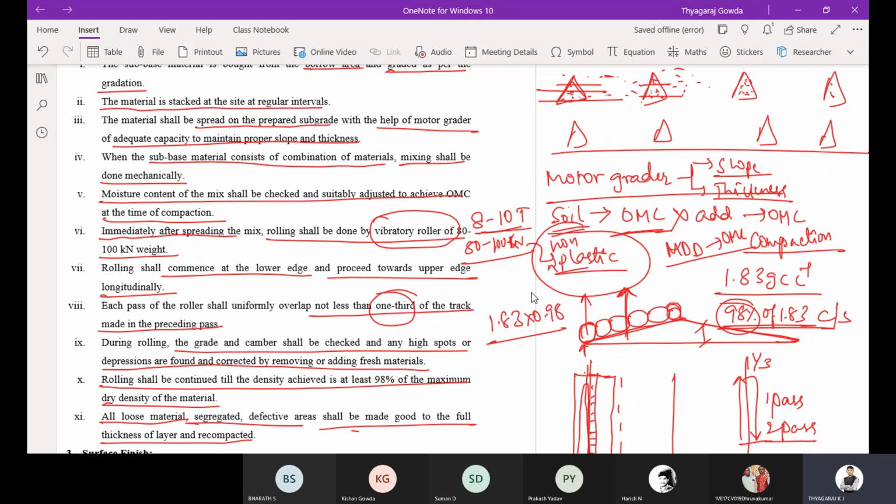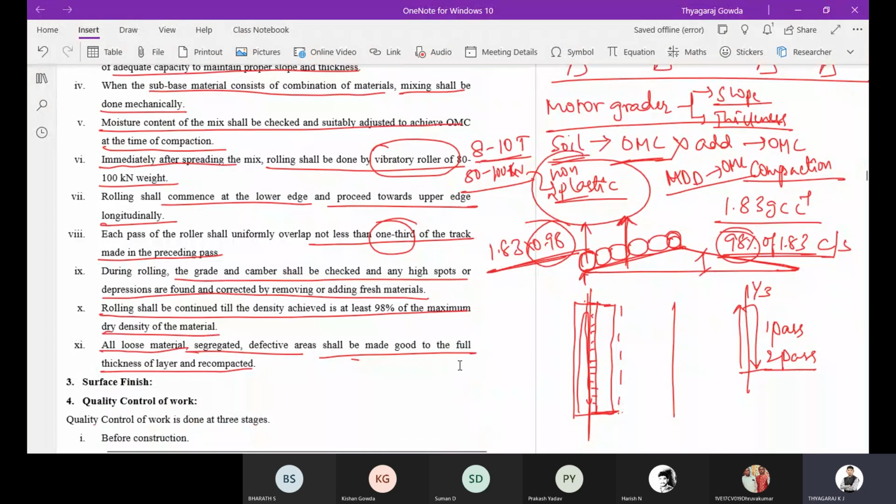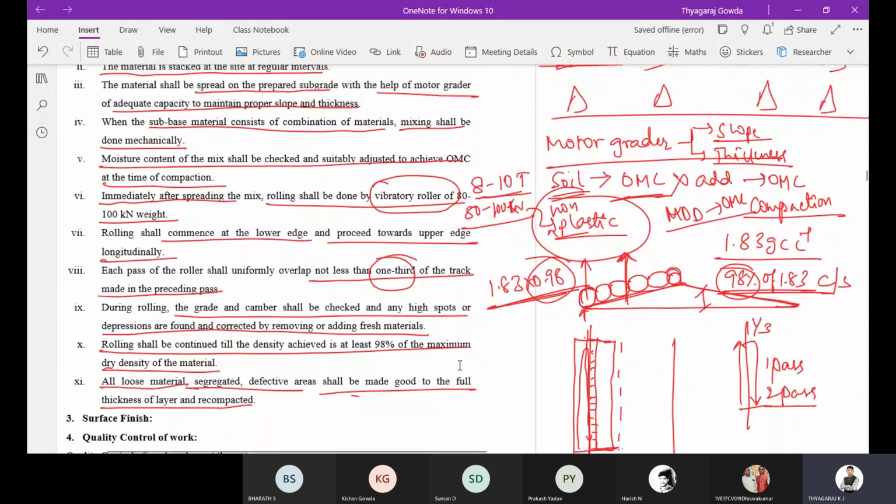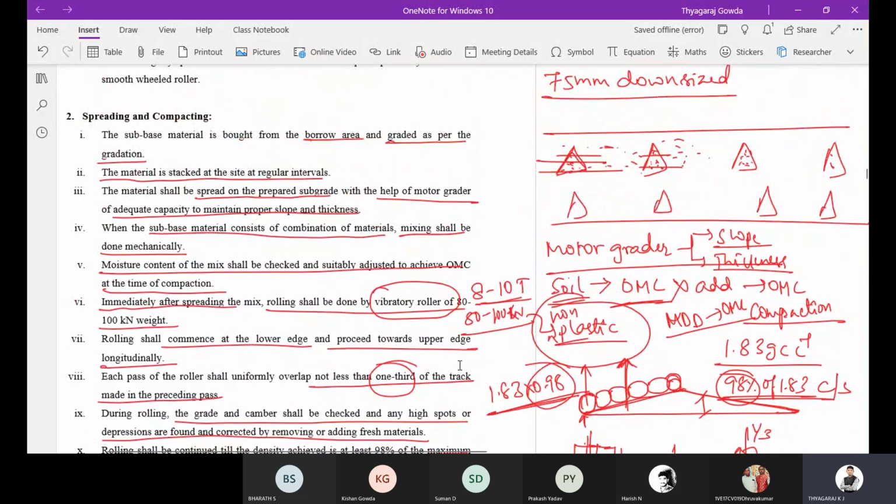How much are you going to get? That density you are going to check. If the density is not achieved, you are going to compact it again. You are going to compact the layer again until we achieve 98% of the dry density. Then all loose material and segregated defective areas shall be made good to the full thickness of the layer and recompacted. Okay, is it clear? Spreading and compaction. Is it clear?